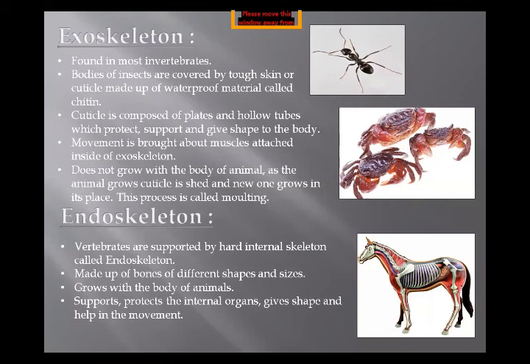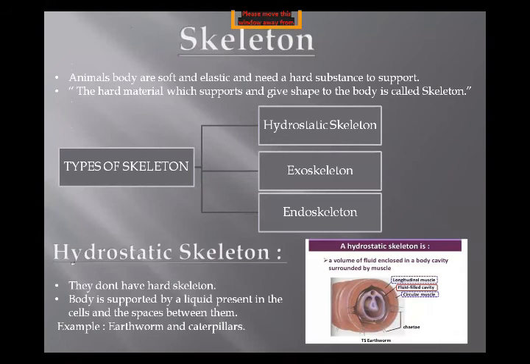And we also learned the hydrostatic skeleton, which is made by fluid, and this fluid is filled in the body cavity with pressure. This hydrostatic skeleton is found in caterpillars and earthworms, in soft-bodied animals. And we also learned skeleton gives support and shape to the body, and an animal body needs some type of skeleton to get proper support.